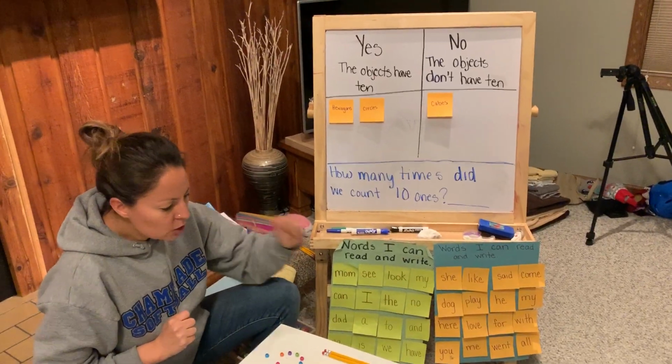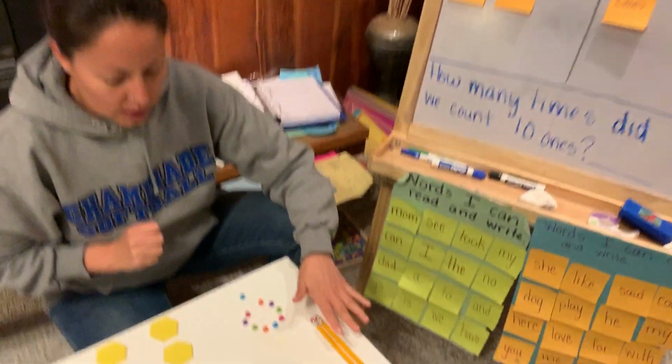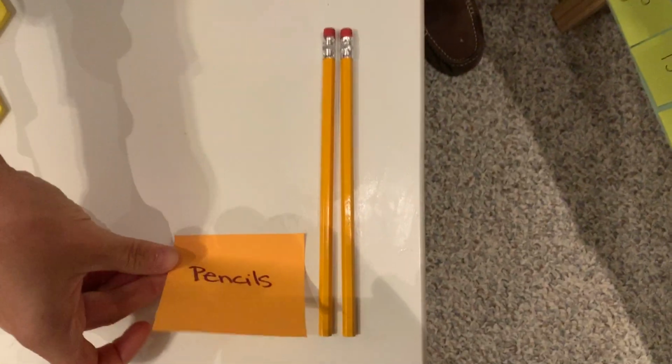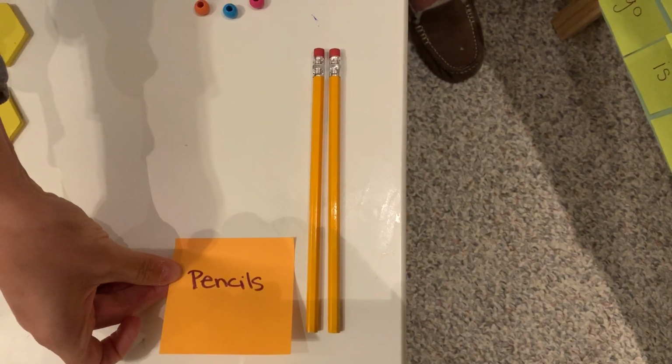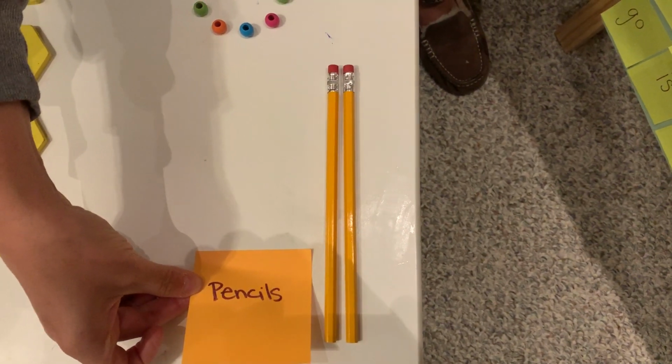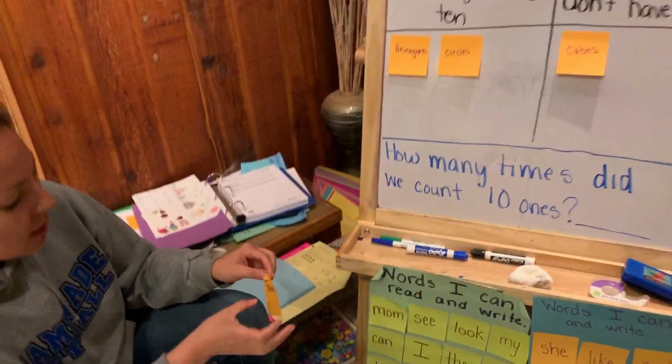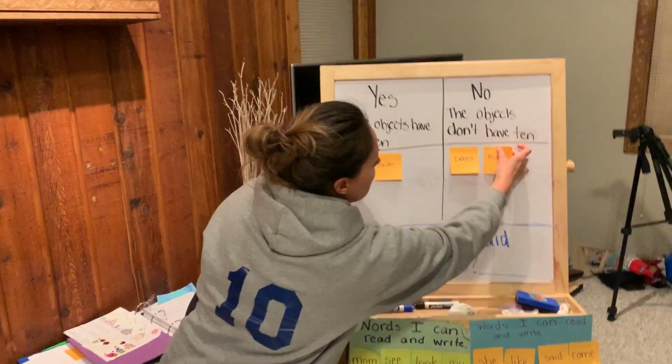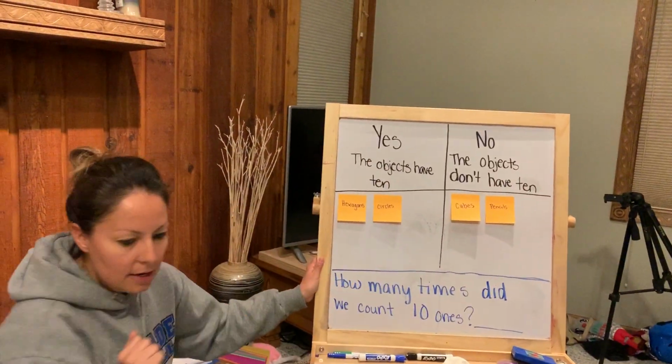All right, let's do our pencils real quick because it's just right here on the corner. This one should be easy peasy lemon squeezy. Are there 10 pencils? You should hopefully be saying, no way, Miss Sellers, there's only 2. So we're going to put that sticky note on our other side.